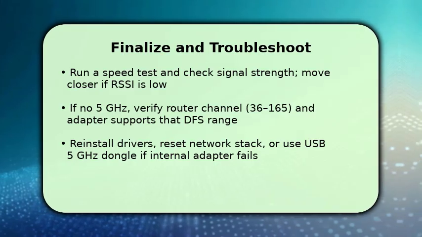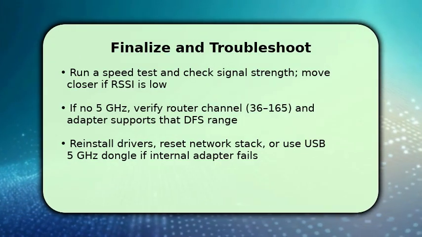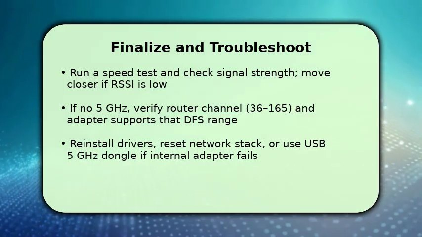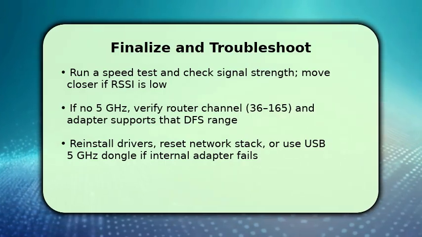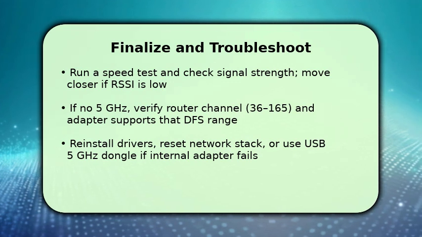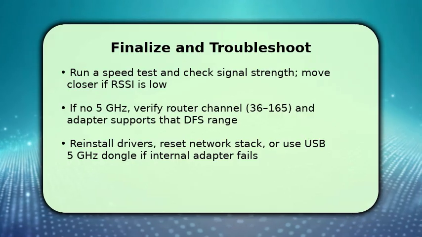If you can't see the 5 GHz band, check the router channel configuration. Some channels require DFS and certain adapters won't support them, so choose a common channel like 36 or 48. If problems persist, reinstall drivers, reset the network stack, or consider a compatible USB 5 GHz adapter. That solves many stubborn hardware or driver limitations.